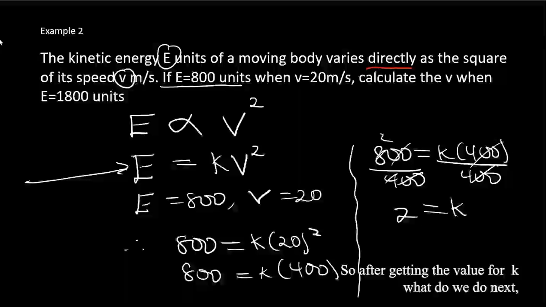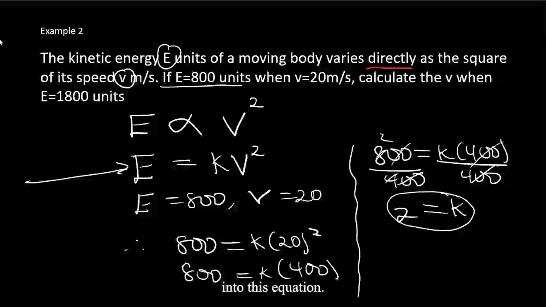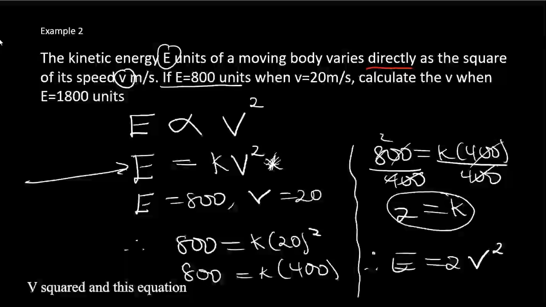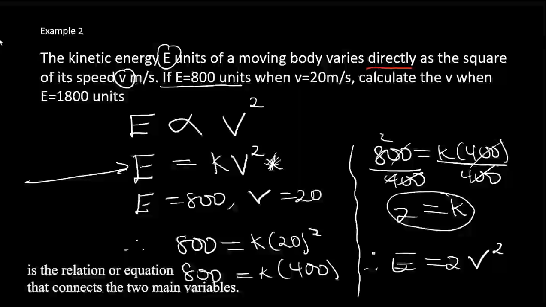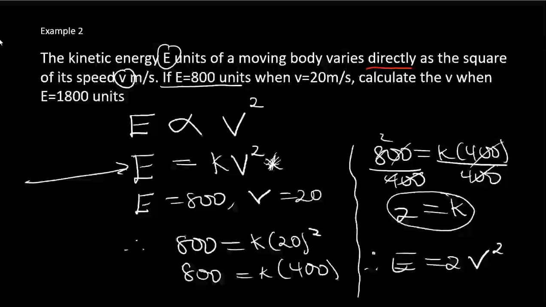After getting a value for K, what do we do next? We substitute the value of K, which is 2, into this equation. So now we have E equal to 2V squared. This equation is the relation that connects the two main variables, where the 2 represents the constant of variation. That is the first part of the question.